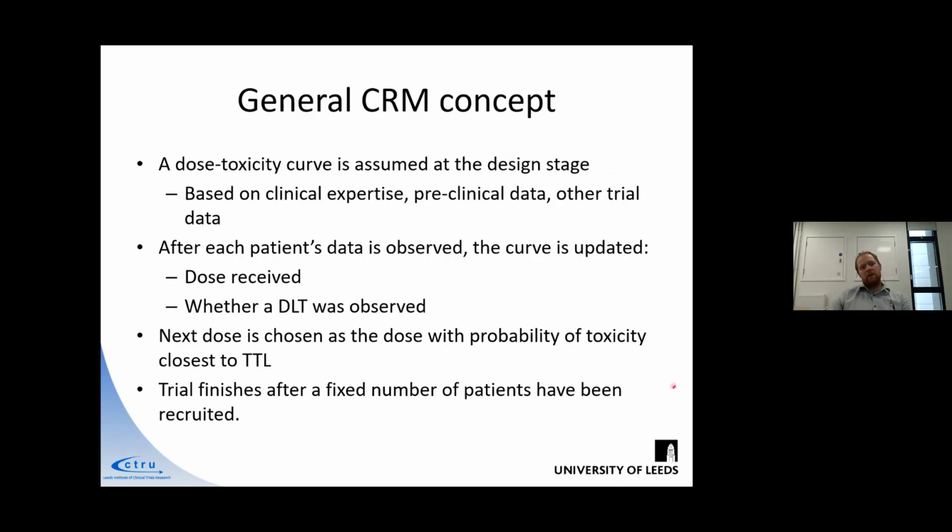So the general concept is that a dose toxicity curve is assumed at the design stage. We'll link the probability of toxicity at any given dose, and come up with a proposed solution as to what that looks like. I'll have a figure on the next slide for you to visualize, and that's based on clinical expertise, preclinical data and other trial data. After each patient's data is observed, the curve is updated, based on the number of DLTs out of the number of patients. Then the next dose is chosen as the dose with probability of toxicity closest to that target toxicity. And then the trial finishes, unlike the 3+3, after a set number of patients have been recruited. In the MUK11 trial, we specified that there were 4 dose levels, and after 22 patients, we'd make a decision as to which one was closest to this 30%.